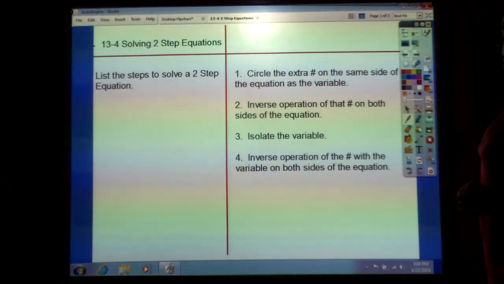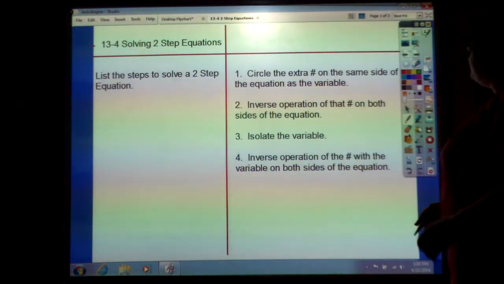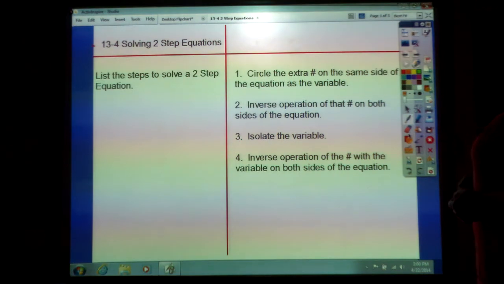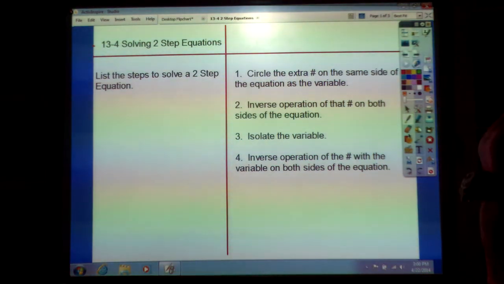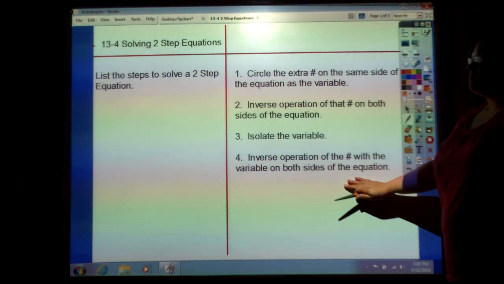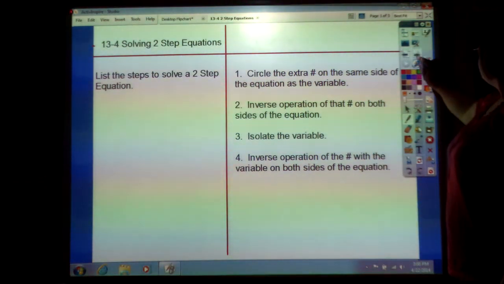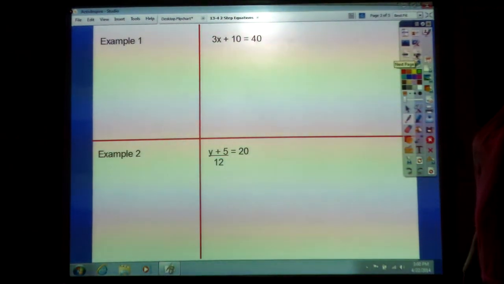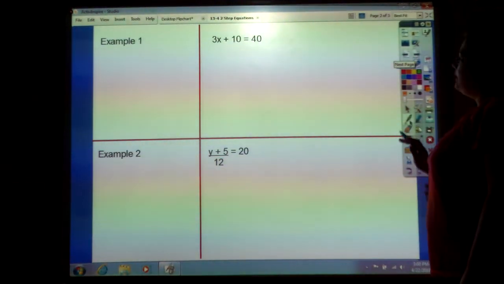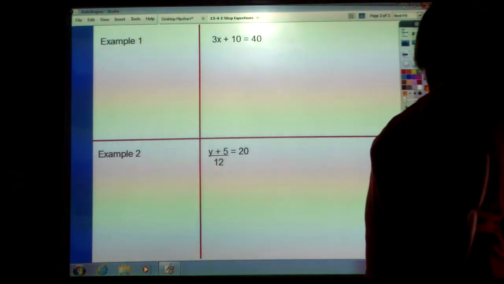Step 3 is to isolate the variable just like we do in one-step equations where we circle it. And then 4, inverse operation of the number with the variable on both sides. That's the same thing as what we did with the single-step equations. We're going to do a couple of examples, and these are the same examples that are on your notes guide that you have for the week.